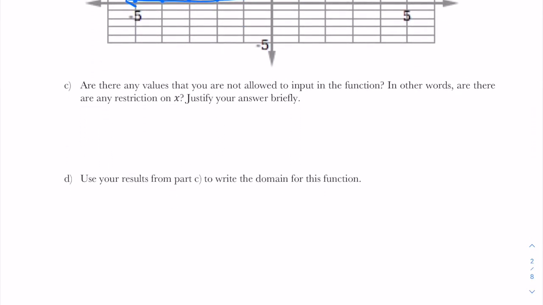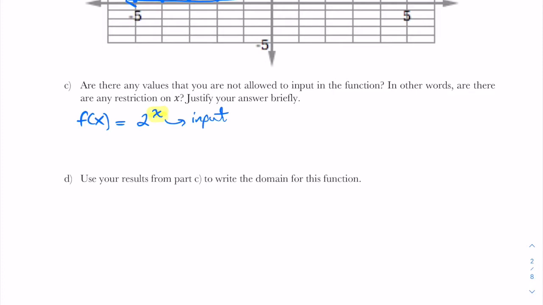First question, are there any values that you're not allowed to input into the function? In other words, do we have any restrictions? So let's write out the function f of x equals 2 to the exponent x. Remember, x is the input and f of x is the output. So what are you allowed to input into this function?